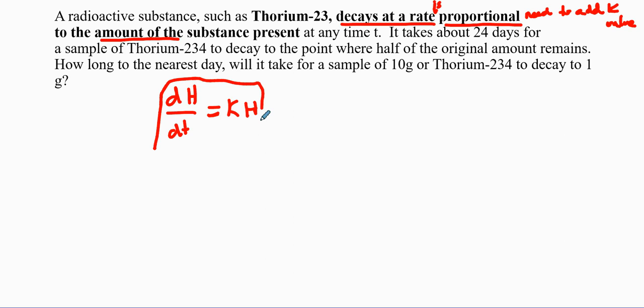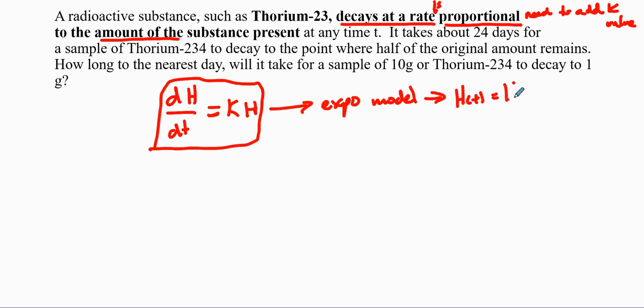Now, if you watched my previous videos, we know that this differential equation is an example of an exponential decay model. And the exponential decay model is written like this: h of t equals h sub 0, because that's our initial condition, times e to the kt power. Just to verify how this all works, we can go through and solve this. So we have dh over h equals k dt.